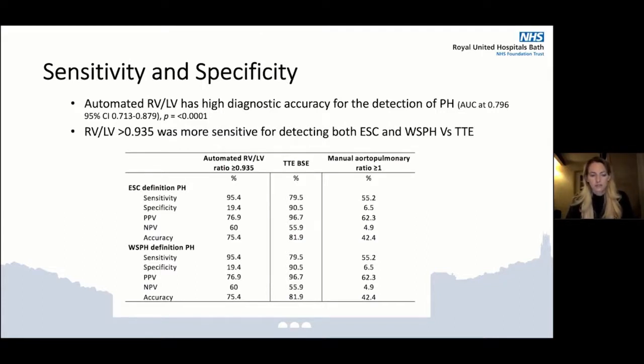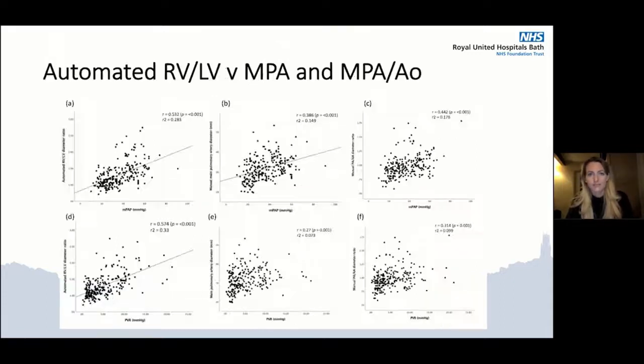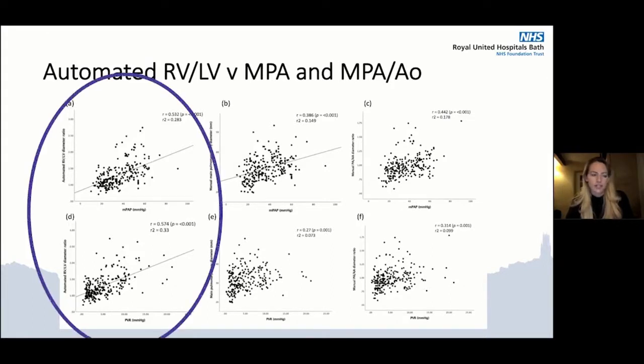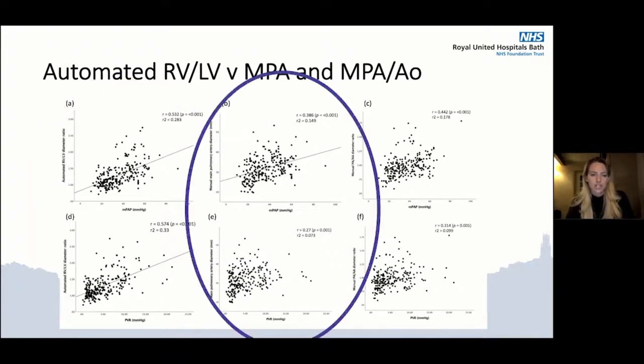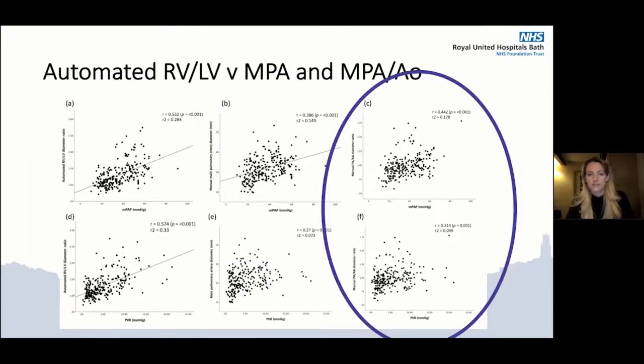Using the threshold 0.935 as discriminated from derivation, automated RV-LV analysis was more sensitive for the detection of pulmonary hypertension compared with TTE, although TTE retained a higher specificity. Manual aorta-pulmonary ratio showed markedly reduced sensitivity and specificity for detecting pulmonary hypertension compared with both TTE and automated RV-LV analysis. Furthermore, automated RV-LV analysis correlated more strongly with both mean pulmonary arterial pressure and pulmonary vascular resistance than manual measurement of main pulmonary artery diameter and aorta-pulmonary ratio.